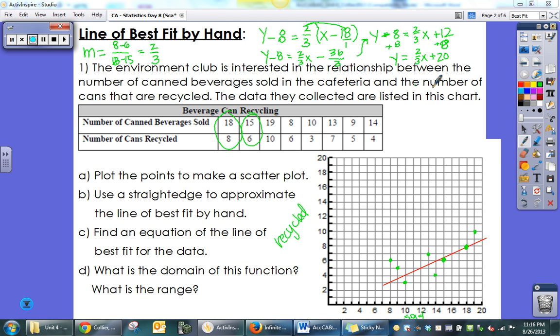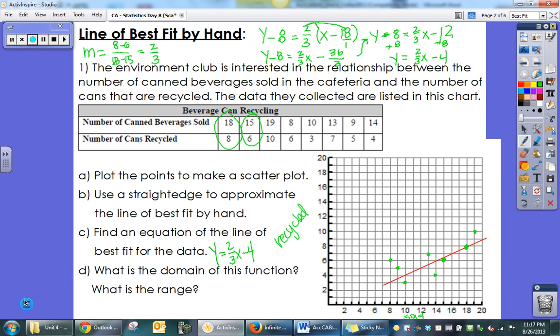Alright, and looking back, I just caught my mistake, and I hope you did too. This should not be plus 12, that should be minus 12. I knew something wasn't right. So let's go back. Then when I add 8, it's minus 4, which makes more sense for my y-intercept to be negative 4. So there's my equation: y equals 2/3 x minus 4. Now, if you drew a different line of best fit and used different points, then your equation is going to be slightly different than mine.